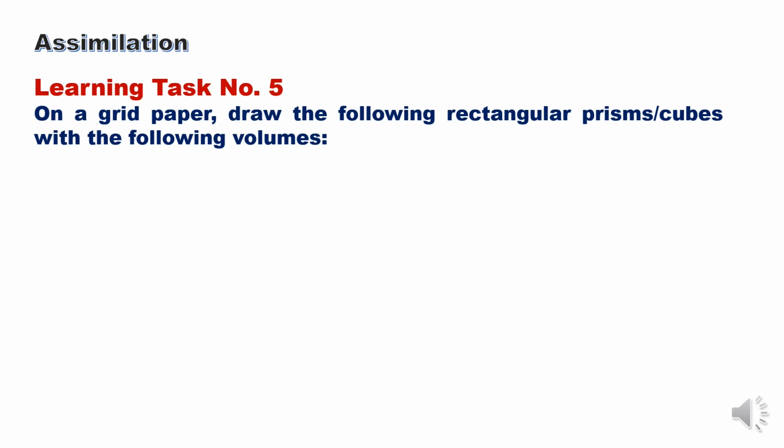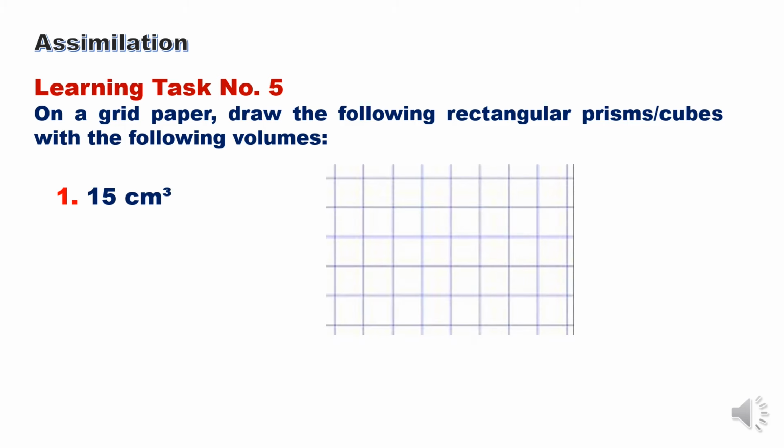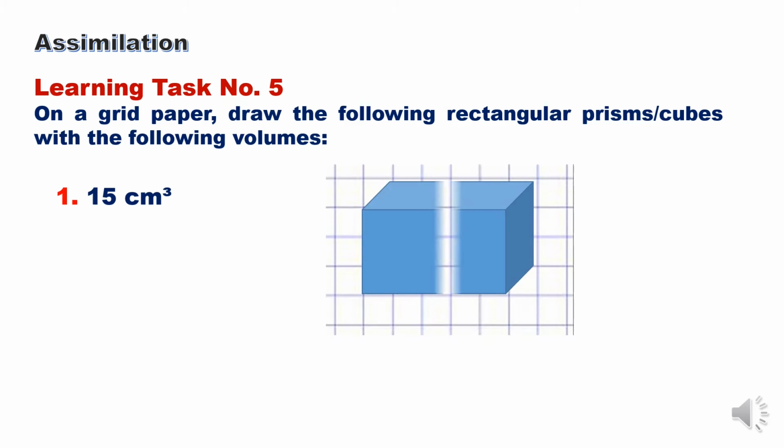Learning task number 5. On a grid paper, draw the following rectangular prisms or cubes with the following volumes. Number 1, 15 cubic centimeters. Here is the grid paper. And that is the rectangular prism. The dimensions, 5 centimeters by 1 centimeter by 3 centimeters. And the volume is 15 cubic centimeters.